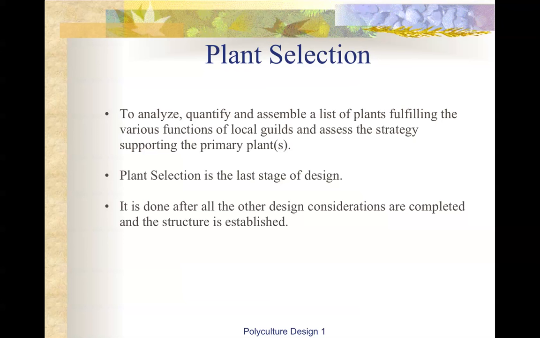Number of plants you need, and making sure that you've analyzed your polyculture design and made good lists to find out what functions you need for all the different levels, the layers of the forest garden. So, plant selection is to analyze, quantify, and assemble a list of plants fulfilling the various functions of local guilds and assess the strategy supporting the primary plants.